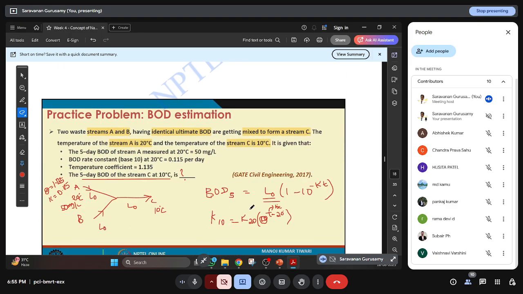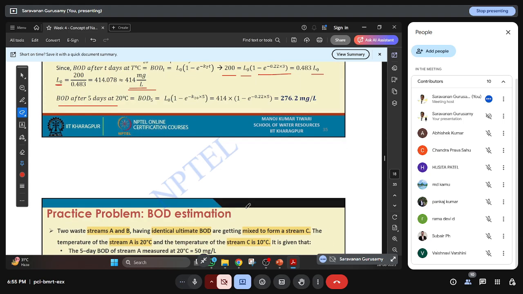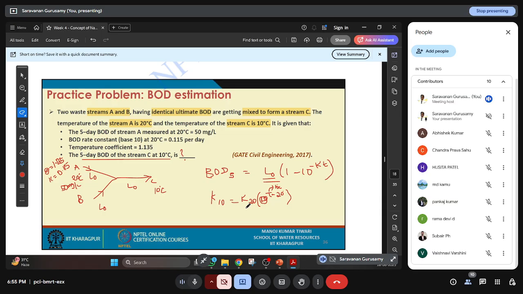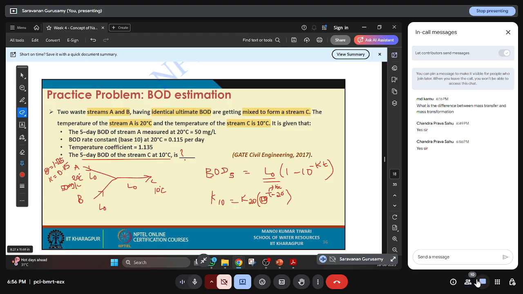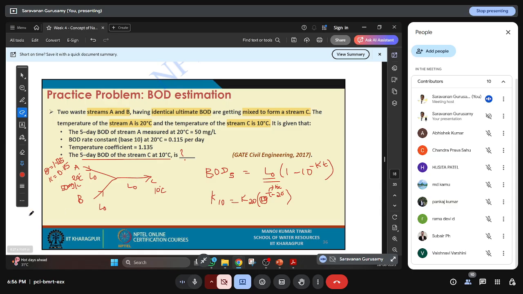Let me move on to the next question. I will give you a consolidated sheet of formulas. Only a small page of formulas I will give you, that I will upload in the Google Drive. That will be easy for you to recall. That also I will upload, only the formulas. That will be easy for you to remember. Here, if you see this question, it is again very easy.